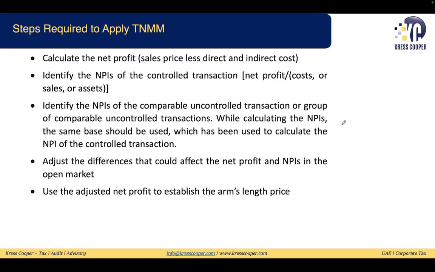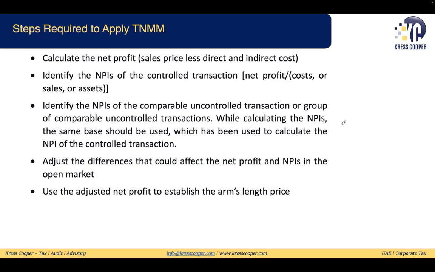You need to identify the comparable uncontrolled transaction. It can be internal or it can be external. So you need to identify the comparable uncontrolled transaction and assess its NPA. Then you need to compare the NPA of the controlled transaction with the NPA of the uncontrolled transaction, and assess whether the price is the same. If same, then there is no need for any adjustment.